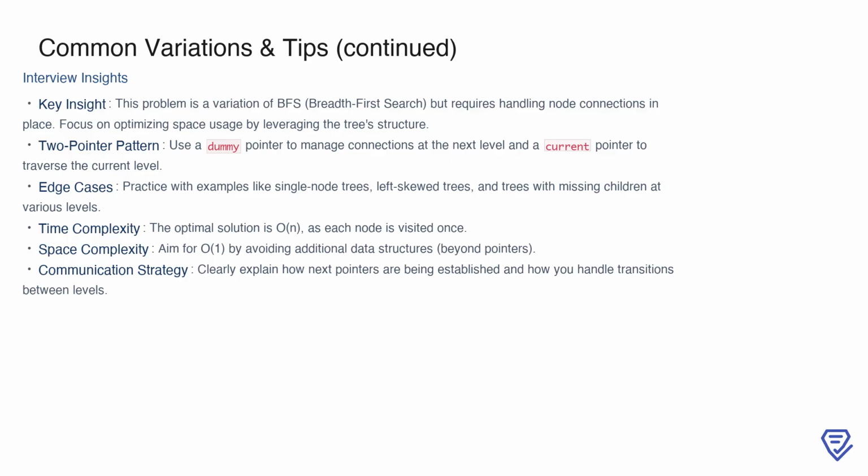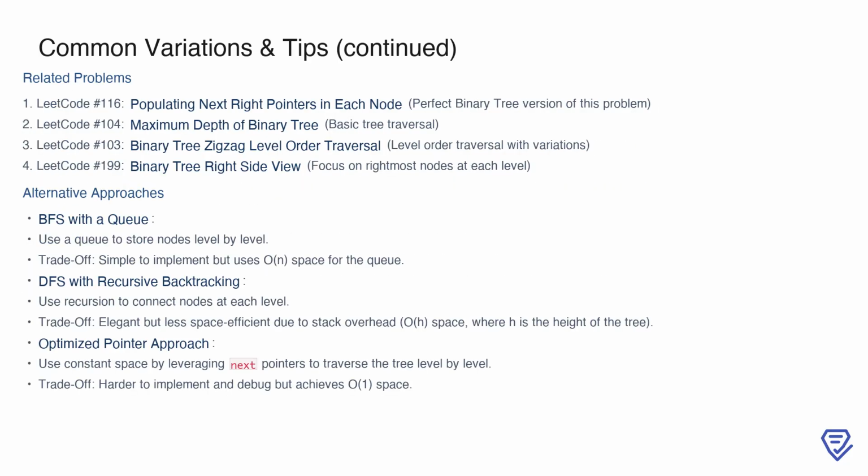In terms of complexity, the optimal solution has a time complexity of O(n), since each node is visited exactly once, and a space complexity of O(1), as no additional data structures are required beyond the pointers. When explaining your approach, focus on how the next pointers are established and how you efficiently transition between levels. Clear communication is as important as the solution itself. Finally, let's connect this problem to related problems and alternative approaches.